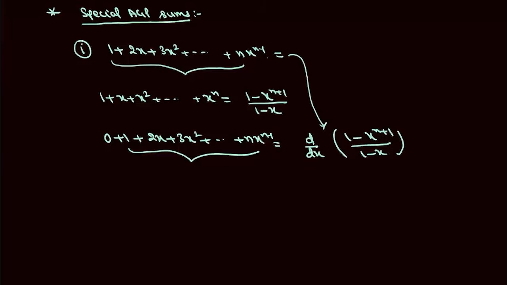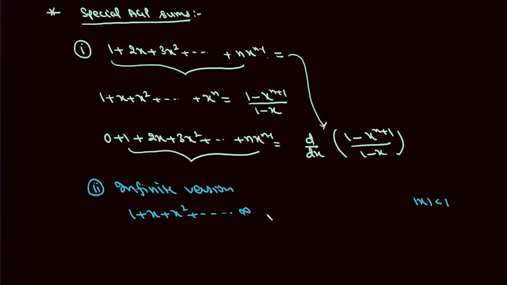Now for the infinite version, we know that 1 plus x plus x square up to infinite, where x lies between minus 1 and plus 1, is 1 upon 1 minus x. If we differentiate this, we'll get 1 plus 2x plus 3x square up to infinite, and this will be 1 upon (1 minus x) whole square.